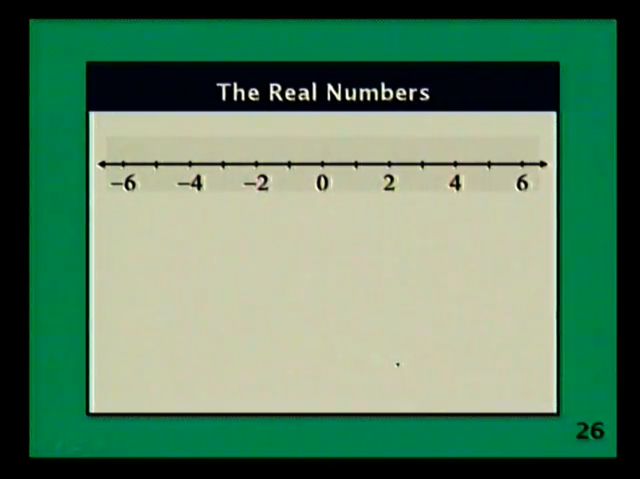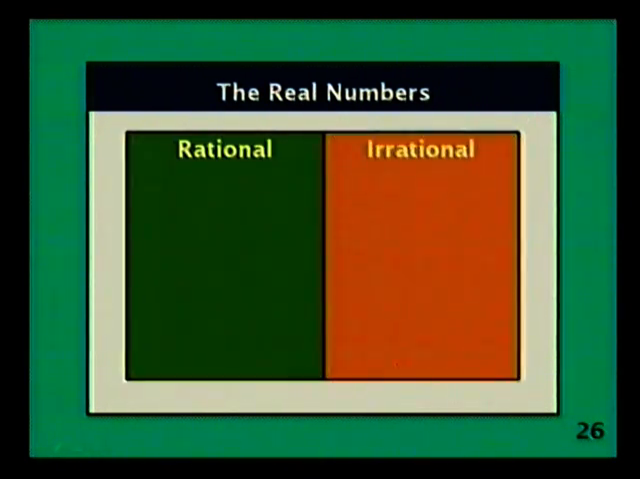So every point on the real number line is a real number, and every real number is a point on the real number line. The set of real numbers can be subdivided into two what we call disjoint sets. Every real number is either a rational number or it's an irrational number. No real number is in both of these sets. It's an either-or situation. These sets are called disjoint.